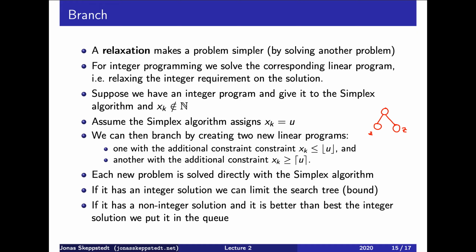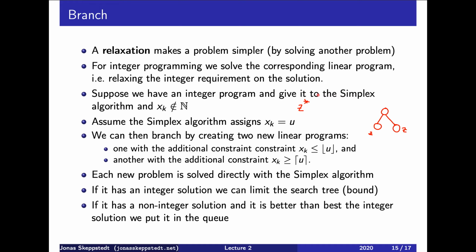In addition, we remember the best integer solution found so far. In this case, we have not found any. I mean, we can assume that since we have only these three nodes, and the first one was not an integer solution. But in general, we may have found an integer solution during this search. And if we haven't, well, then the first integer solution will be the best integer solution found so far. And the best integer solution found so far is denoted by Z star.